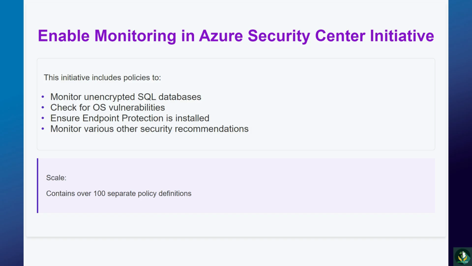With over 100 policy definitions, this initiative provides comprehensive coverage of security monitoring across your Azure environment. It exemplifies how initiatives can be used to implement complex, multifaceted governance strategies in a manageable way. By assigning this single initiative, you're effectively implementing a wide-ranging security monitoring strategy, covering everything from data encryption to vulnerability management and endpoint protection. This approach not only simplifies the process of implementing these policies, but also provides a unified view of your security posture across these various dimensions.